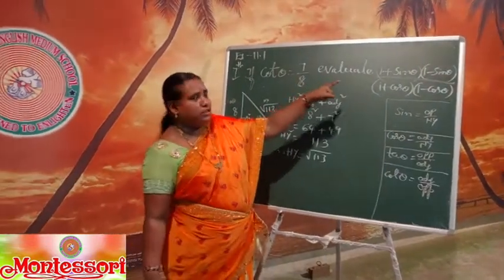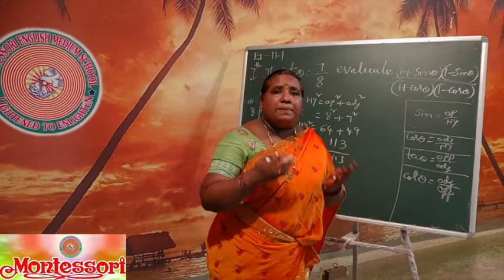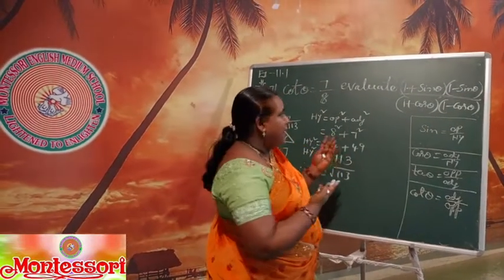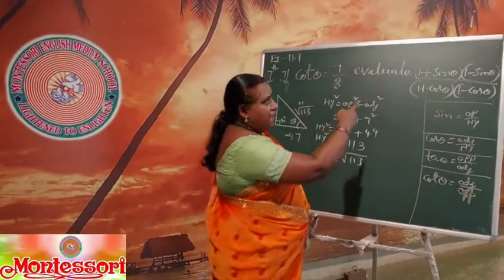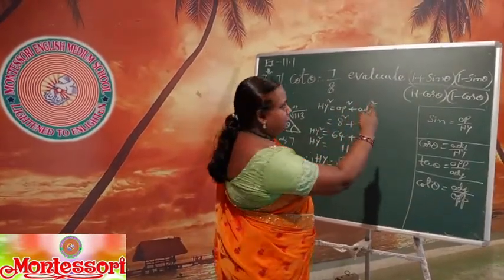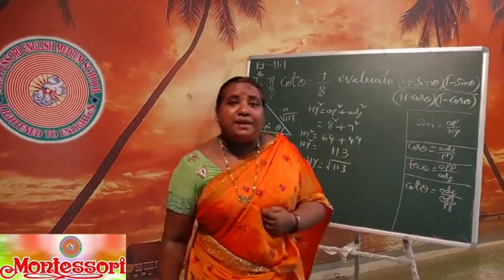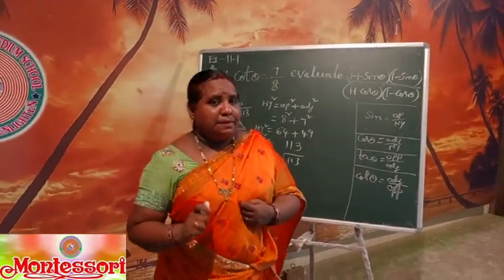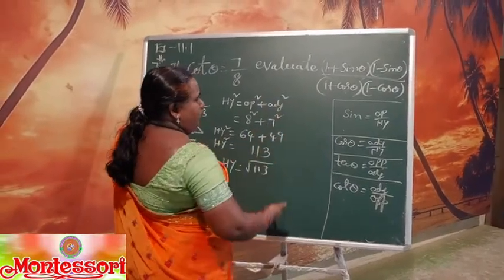Now we have to go through the sum. What is the sum we have to find? (1 plus sin theta)(1 minus sin theta) by (1 plus cos theta)(1 minus cos theta). Did you observe any formula, algebraic formula here? Shall we see? (a plus b)(a minus b). What is (a plus b)(a minus b)? a square minus b square. So if you know sin theta and cos theta, we can do easily.